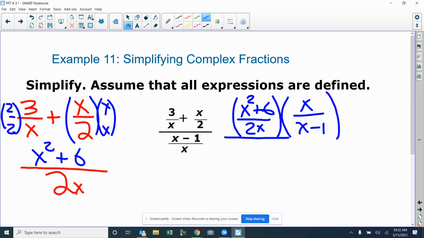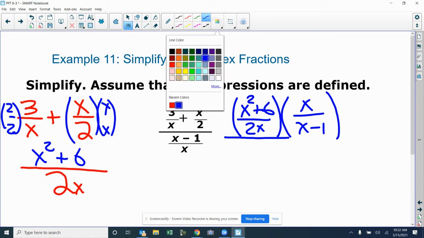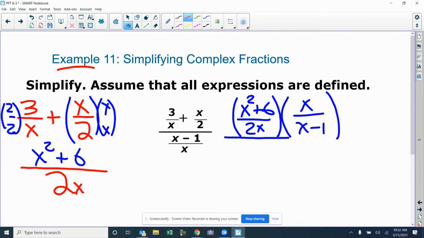Simplify, assuming all expressions are defined. We could multiply and get everything done, but since it is multiplication, what's always on the table? Yes, canceling is always on the table. Does anybody see anything we can cancel? Yeah, the x's can cancel.